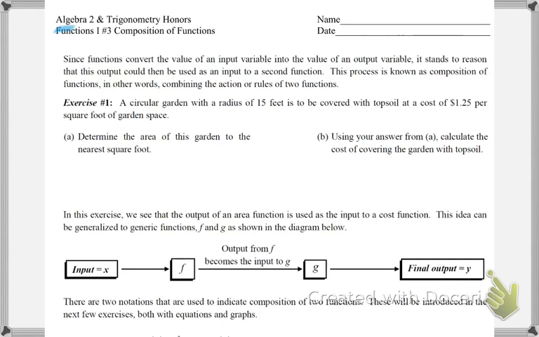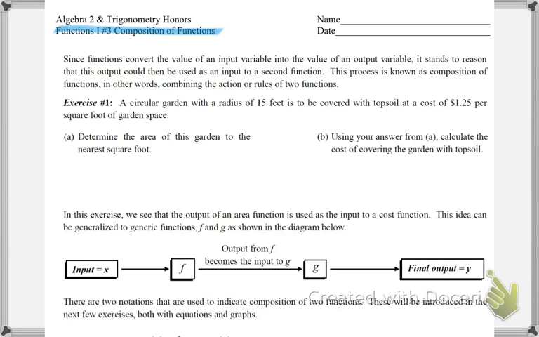Okay, this is functions number 3, composition of functions. Since functions convert the value of an input variable into the value of an output variable, it stands to reason that this output could then be used as an input into a second function. This is known as composition of functions. In other words, combine the actions or rules of two functions.